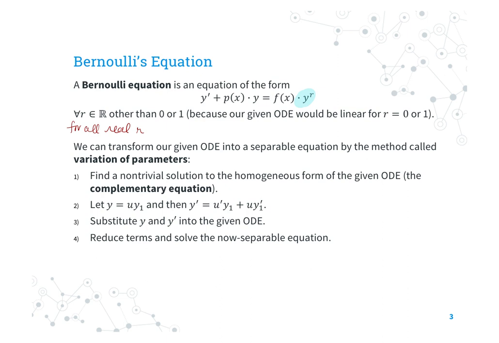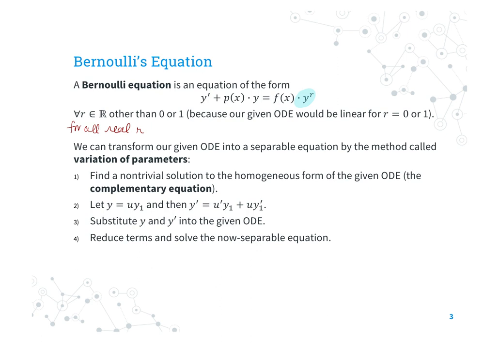So this works for all values of r that are real, and I wrote out for you that that's what it means. That little upside down A means for all. So for all real r's, other than 0 and 1, because if we let r be 0, then we would just be multiplying f of x times 1, and we're back to a linear first order, and we can do integrating factor. If we let r be 1, then we can combine p of x and f of x into being one function of x times the y's.